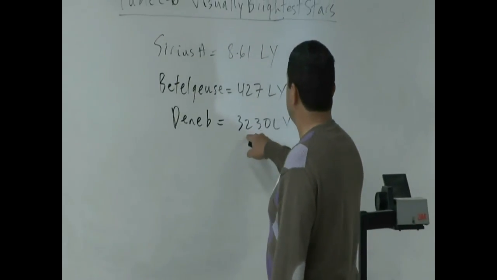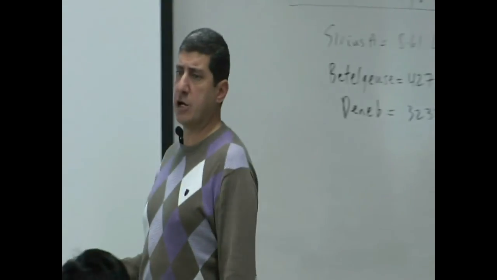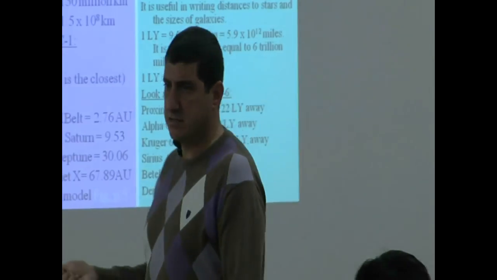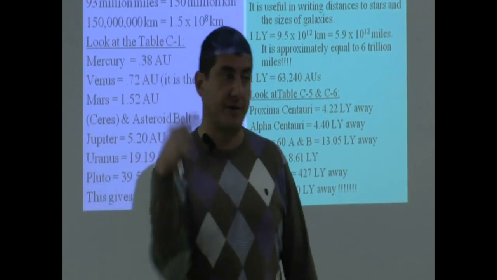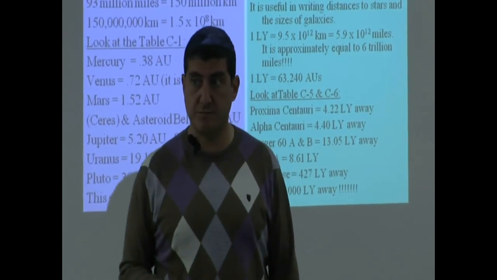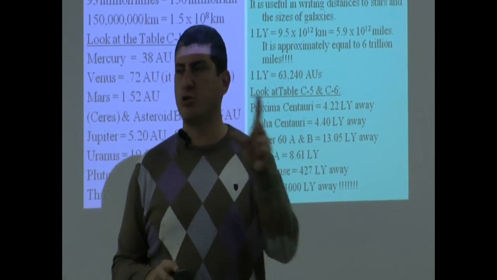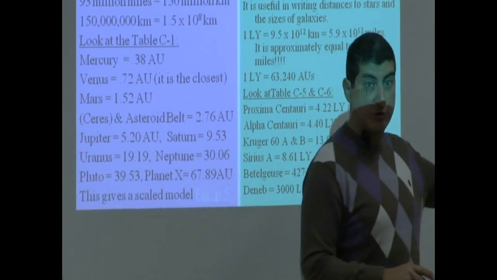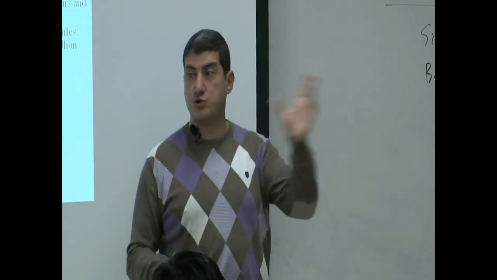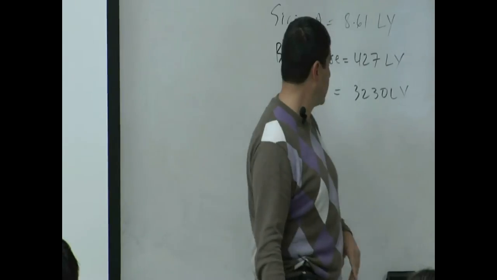So what that roughly means is, out of the stars that you see at night visually, without needing a telescope, the furthest is Deneb, 3,000 light years away. Now imagine how bright it must be for you to still be able to see it without a telescope. It's 3,000 light years away, so it's got to be really, really bright. That tells you that's the limit, 3,000 light years.